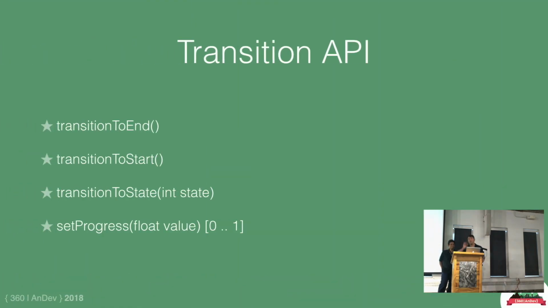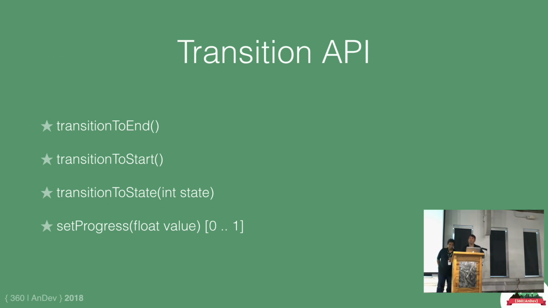We have a few APIs in the MotionLayout object itself that let you specify where you want to go: transition to end, transition to start. For the current transition, you can transition to a specific state. You can have more than 2 states in a motion scene. You can also set the progress.